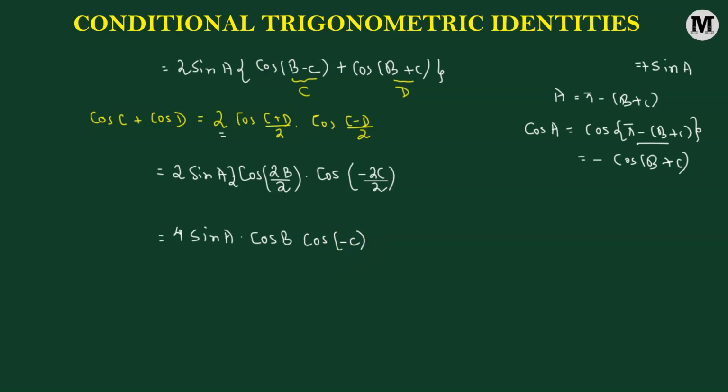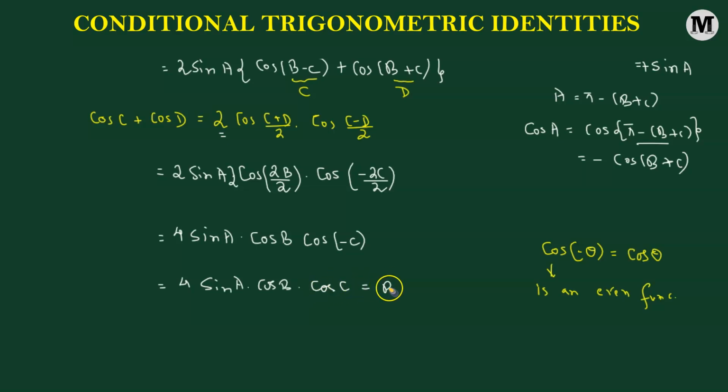However, we know that cosine is an even function. So cosine is an even function means, whenever we have cosine of negative some angle theta, this is the same as cosine of angle theta. That's because cosine is an even function. That's the property of an even function. So since cosine is an even function, what we now finally get is 4 times sine of angle A multiplied to cosine of angle B times cosine of the angle C.